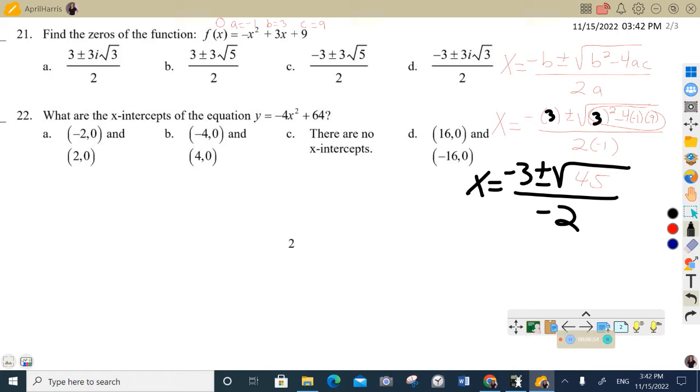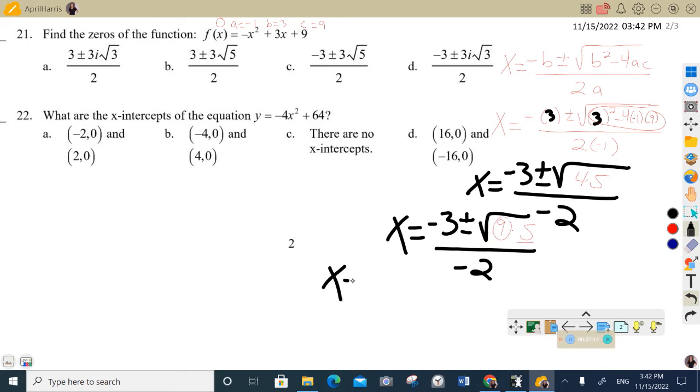And 45 can be broken down. 9 times 5 gives you 45. Why did I pick 9 and 5? Because 9 is a perfect square. So this is x equals negative 3 plus or minus the square root of 9 times 5 all over negative 2. 9 is a perfect square, 5 is not. So when you take the square root of 9, you have negative 3 plus or minus 3 square root of 5 over negative 2.